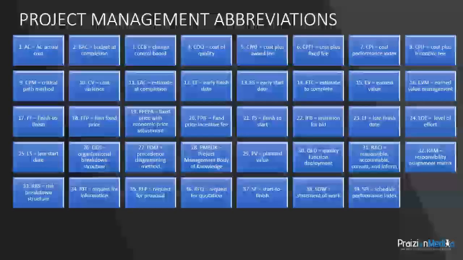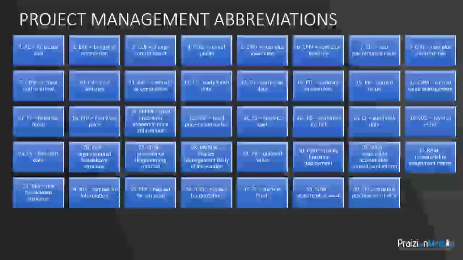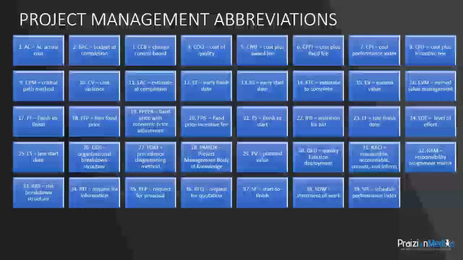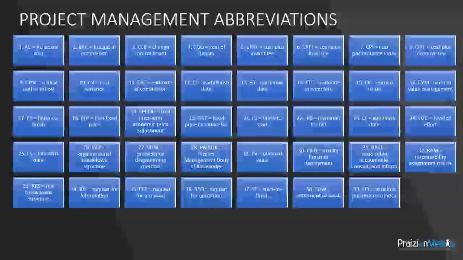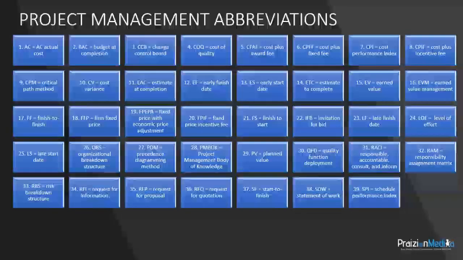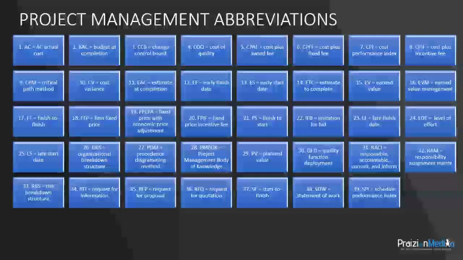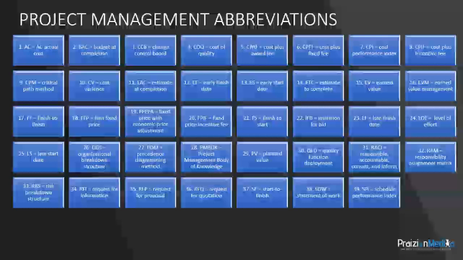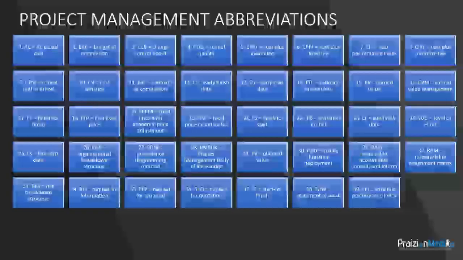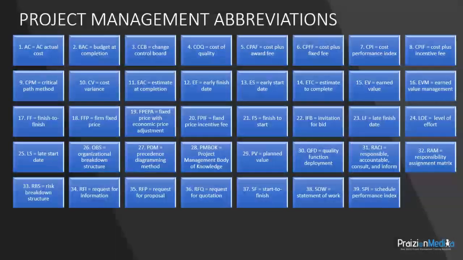SPI, Schedule Performance Index. The Schedule Performance Index is another earned value metric that shows schedule performance. If the SPI is greater than 1, it means the team is quicker than expected. They are ahead of schedule. If SPI is equal to 1, that means that the team is right on target. And if SPI is less than 1, that means the team is behind schedule.